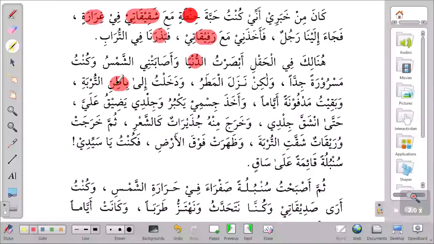وَدَخَلْتُ إِلَى بَاطِنِ التُّرَابِ, and then I entered into the depth, into the inner part of the soil, of the sand rather. وَبَكِيتُ مَدْفُونَةً, wabakitu madfunatan, and I remained buried. The verb here is dafana. When we say dafana, dafana means he buried. I hope that is clear.